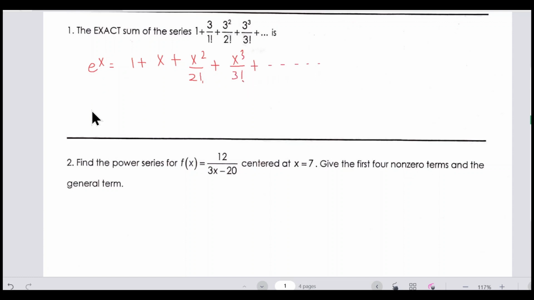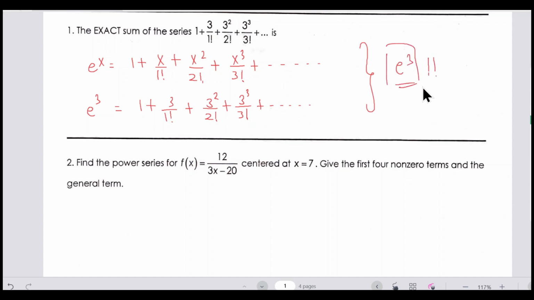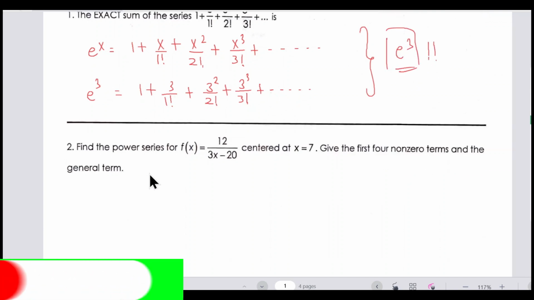And if I just replace x by 3, I'm going to get 1 plus 3. Obviously, 1 factorial is just 1, although I can put a 1 factorial, but it's not going to make any difference. 3 square over 2 factorial, 3 cube over 3 factorial, and so on. So the answer that we are looking for is e cube for the first question.